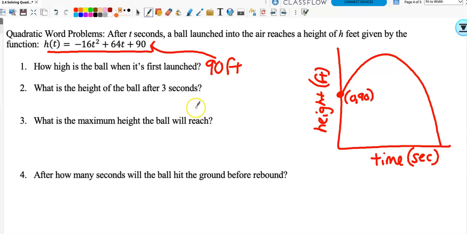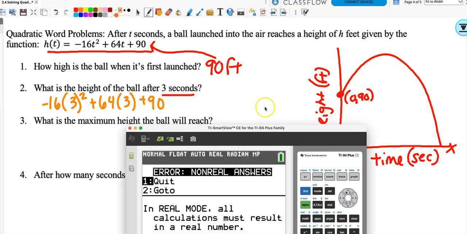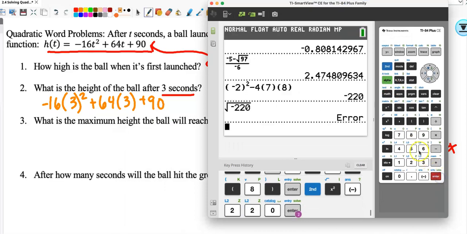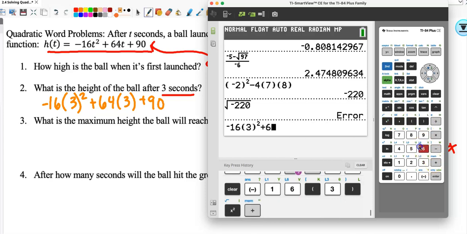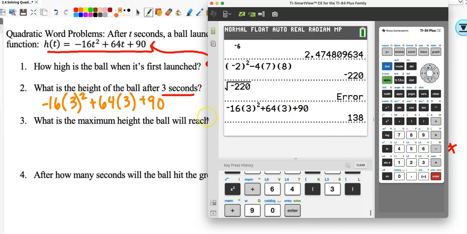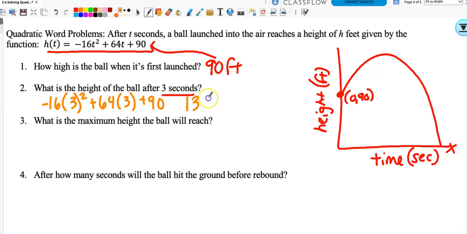Okay, what's the height of the ball after 3 seconds? Well, seconds is my x-axis, so I'm just going to plug in 3 for your t, or for your time. So I would have parentheses, negative 16, parentheses, plug in 3, squared, plus 64, plug in 3, plus 90. So let's go type it in. Negative 16, close it, 3, squared, plus 64, close it, 3, plus 90. So at 3 seconds, that ball is at 138 feet.